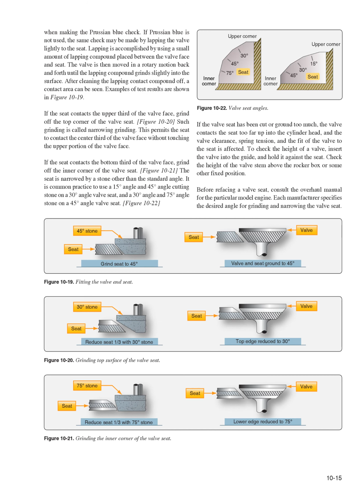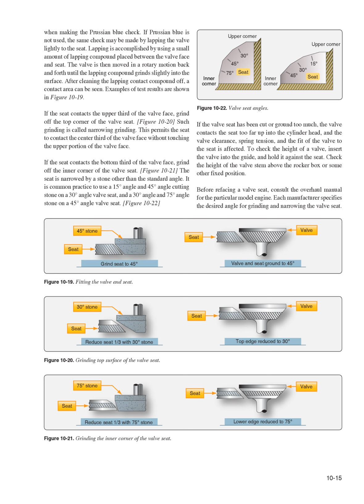If Prussian blue is not used, the same check may be made by lapping the valve lightly to the seat. Lapping is accomplished by using a small amount of lapping compound placed between the valve face and seat. The valve is then moved in a rotary motion back and forth until the lapping compound grinds slightly into the surface. After cleaning the lapping compound off, a contact area can be seen. Examples of test results are shown in Figure 10:19.